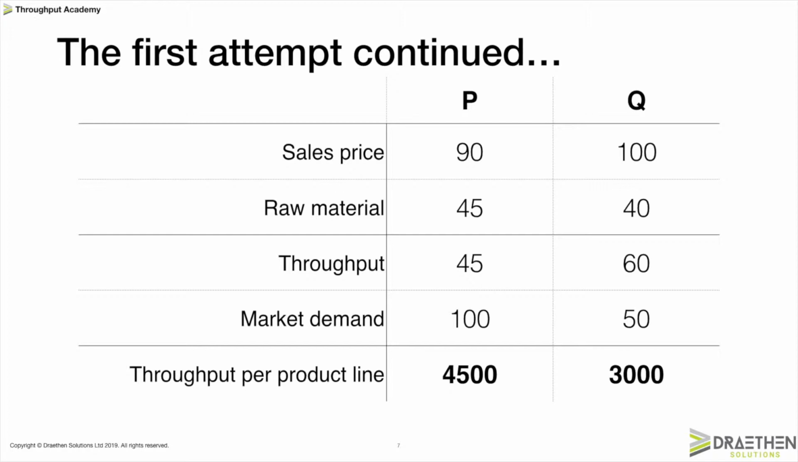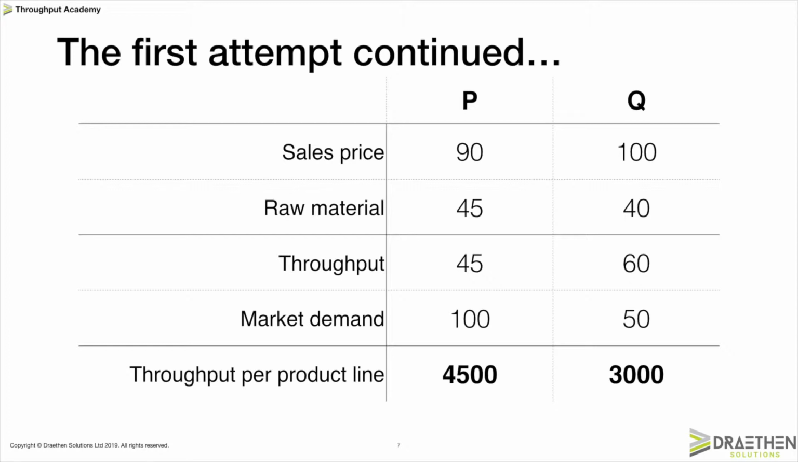Okay, now we can see the throughput of product P is 90 minus 45, which equals £45. The throughput of product Q is 100 minus 40, which equals £60. The next thing a lot of people do is say to themselves, well, if that's the throughput per unit, I can calculate the total throughput by multiplying that by the market demand for both products and summing the two subtotals together to get the total amount of throughput generated during the week.